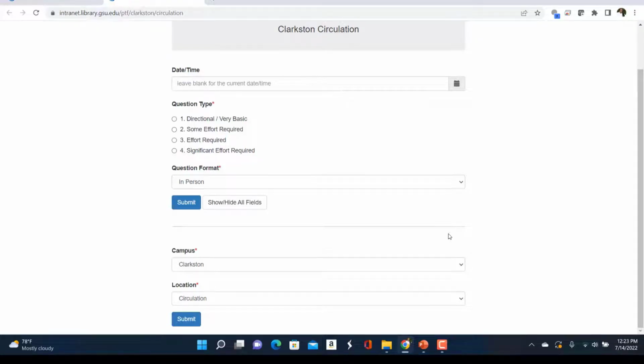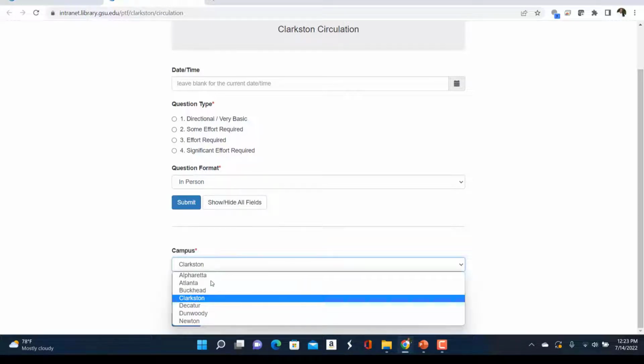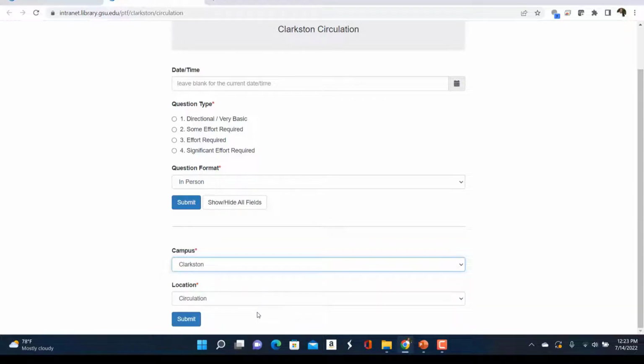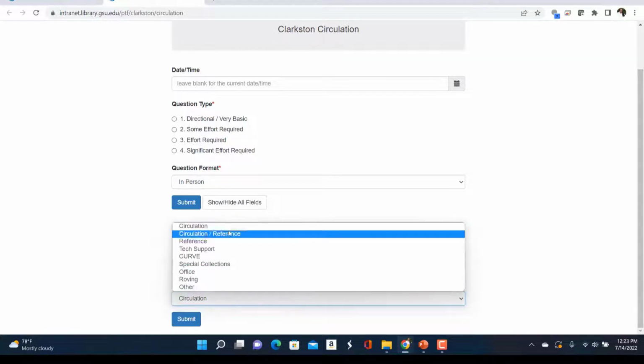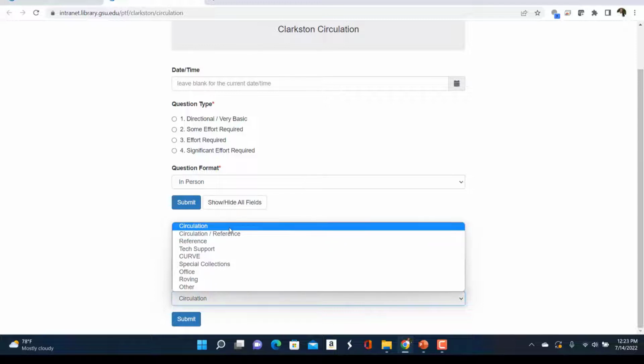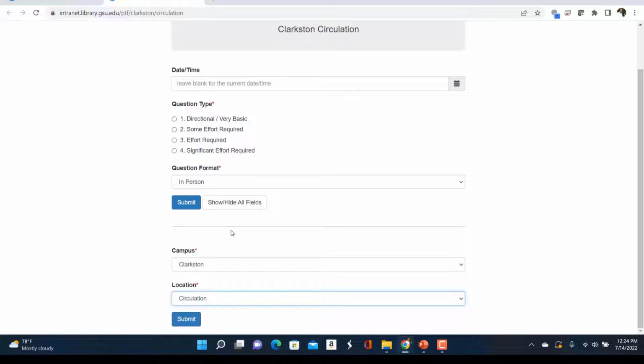Let's go over the transaction form. This should be bookmarked at your service point. The campus should reflect where you work. I am at Clarkston. The location should reflect the service point where the patron transaction took place. For combined circulation and reference desks, you may want to select circulation and reference or circulation only. That will depend, so make sure you check with your department head to verify.